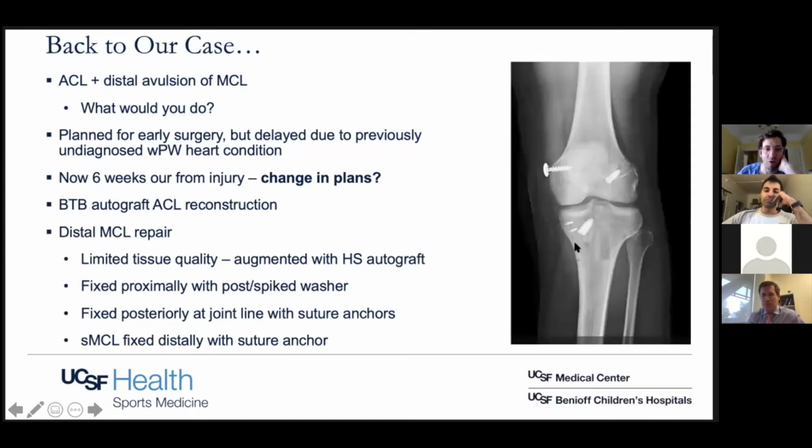Yeah, and so his tissue quality wasn't great. So I attempted to repair the MCL that was there, and then used hamstring autograft augmentation. So that's a spiked washer with a screw at the medial epicondyle. And so the hamstrings are left attached distally, looped around, and then fixed on the tibia. And then this is fixation of the distal superficial MCL here.